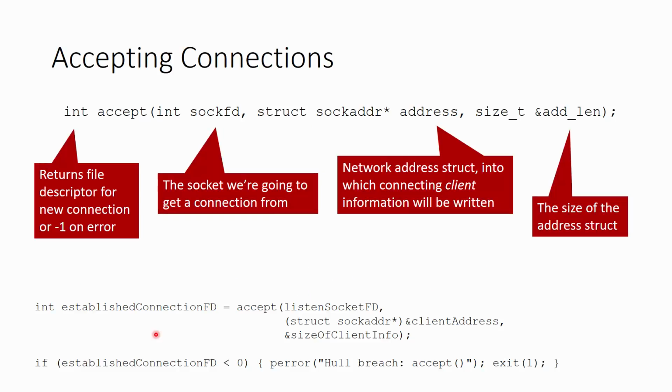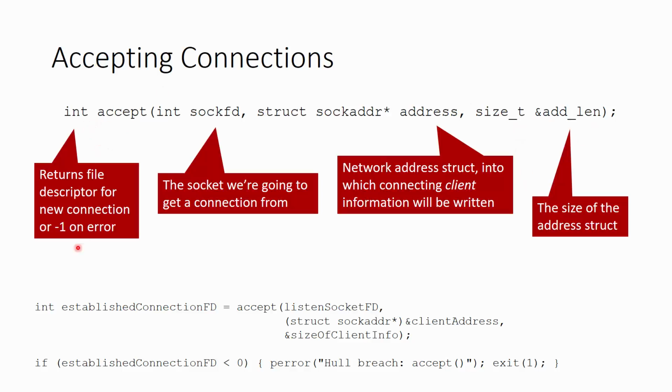So here is the example for accept. Accept is going to return -1 if something bad happens. Here, socket is the socket that we're going to get a connection from, and the address is where we put the network address struct, and this is where the client information will be written. So this isn't something that you are filling out beforehand. This is where the client data gets written once the connection is established. And then finally, the size of that particular address.